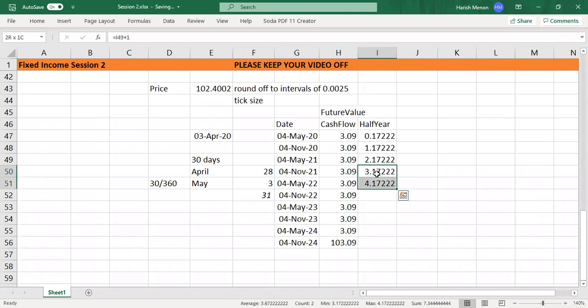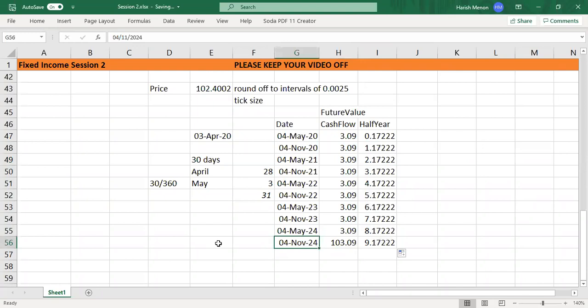So the final cash flow is, if you understand, 4th November 2024. If you realize, we are roughly 4.5 years away. So what is 4.5 years? 4.5 years is 9 point something half years. 4.5 full years into 2 is 9.17. So this is half years.